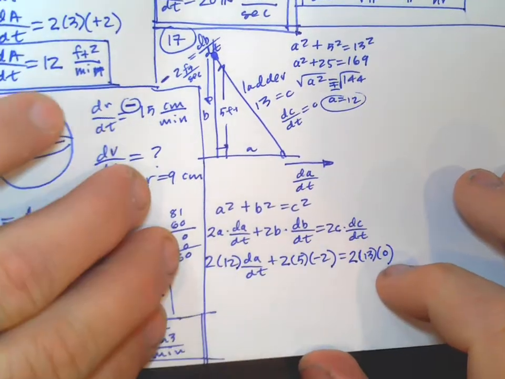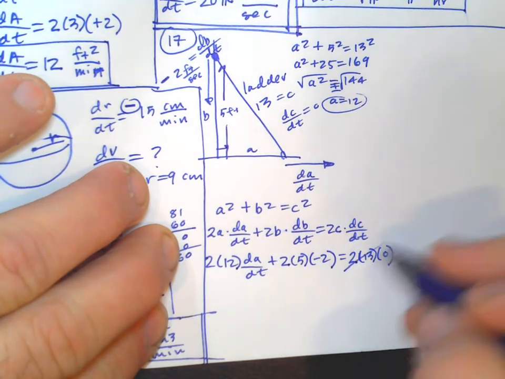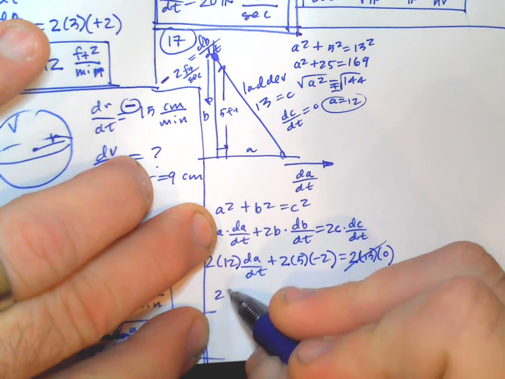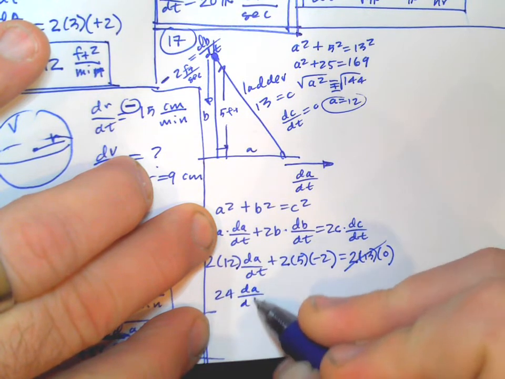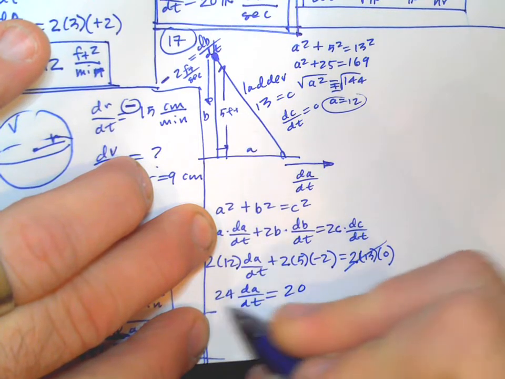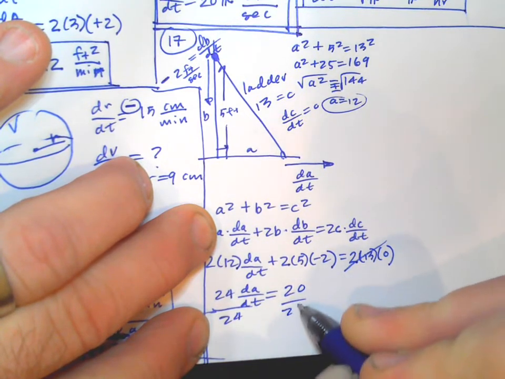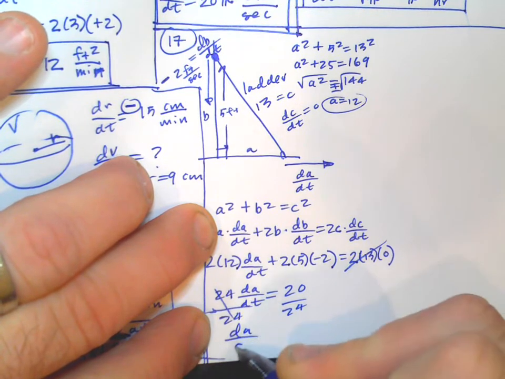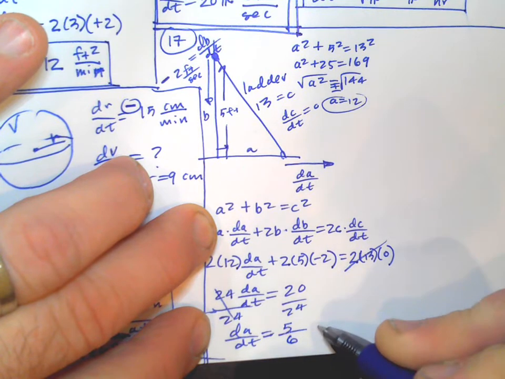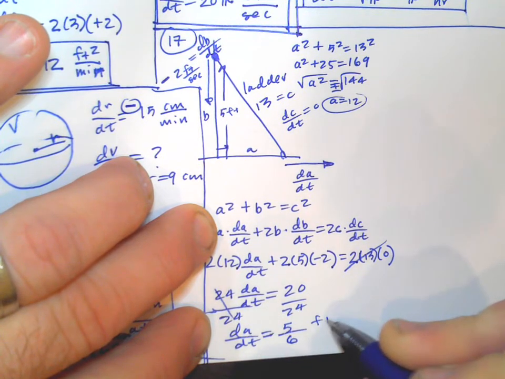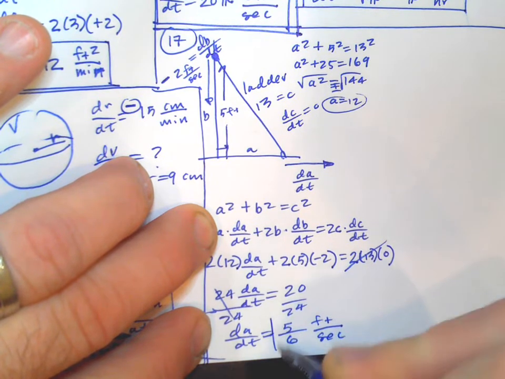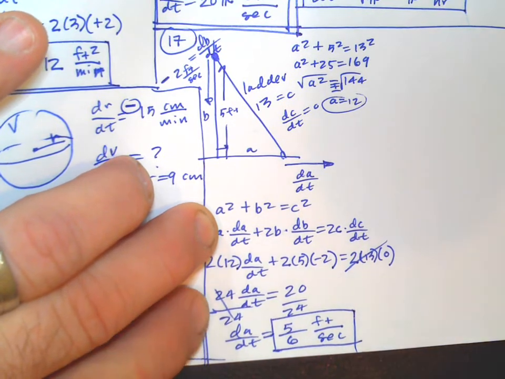It's not changing the length, so it goes away. All right, so 24 dA/dt equals, this would be negative 20, so I'm going to add it to the other side, positive 20, divide both sides by 24. dA/dt equals, we could reduce this, 5 over 6. The units of A are feet, one-dimensional, over time. This problem is seconds. Now, I don't know if I'd box the dA/dt, but, you know.